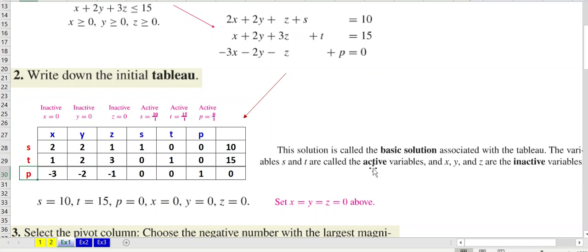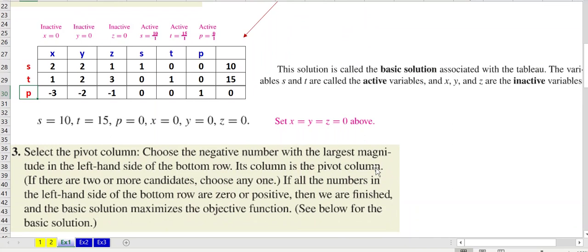And so this is sometimes referred to as the basic solution, which is always associated with the initial table. The next step in using the table is to select the pivot column. To do that, we're going to choose the negative number with the largest magnitude in the left-hand side of the bottom row. So here's the bottom row. By the left-hand side, I mean everything except for the constant column. So if we look at all of these numbers right here, we want the negative number with the largest magnitude, or in other words, the most negative number. Well, that's going to be negative 3. Negative 3 is the most negative number in the bottom row.